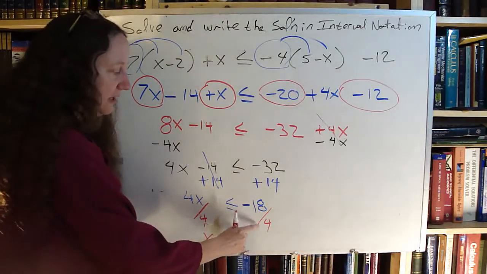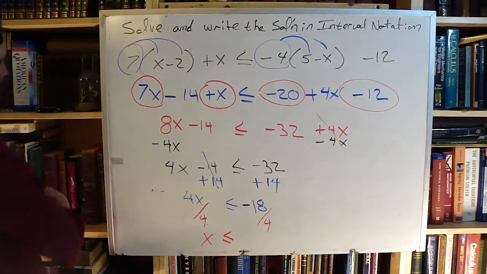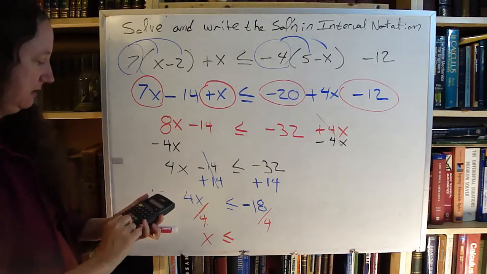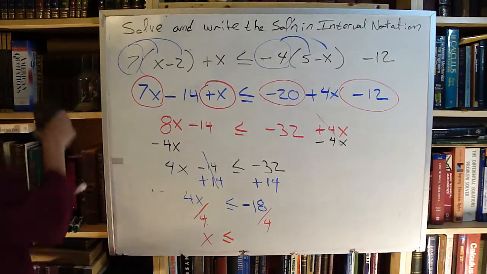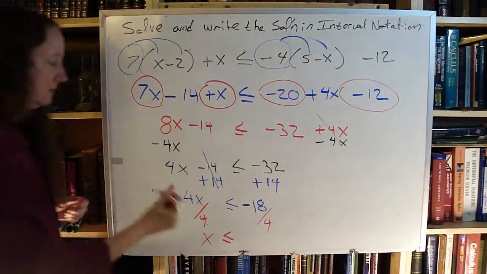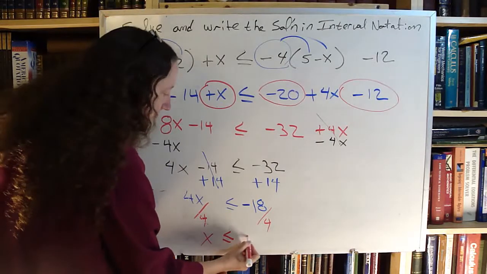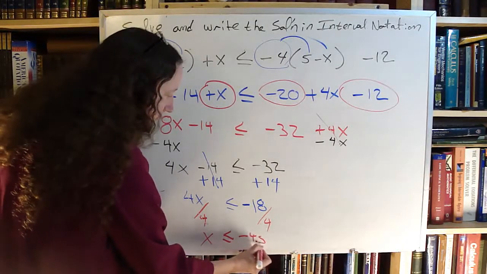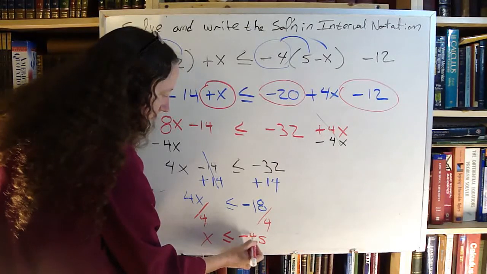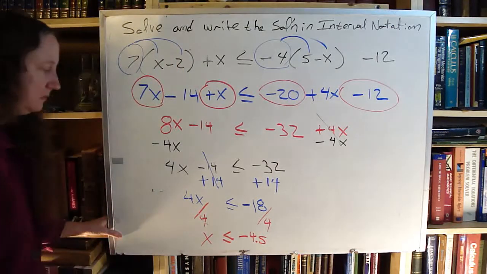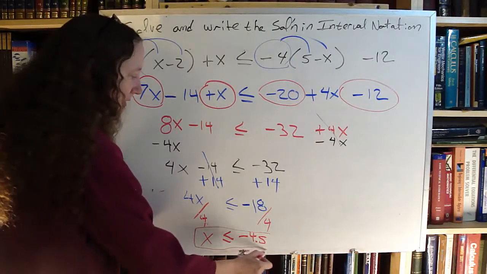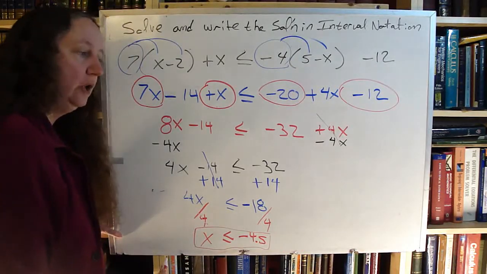Now I have negative 18 divided by 4. Grab your calculator, type that in. Negative 4.5. I now have my answer in inequality notation.